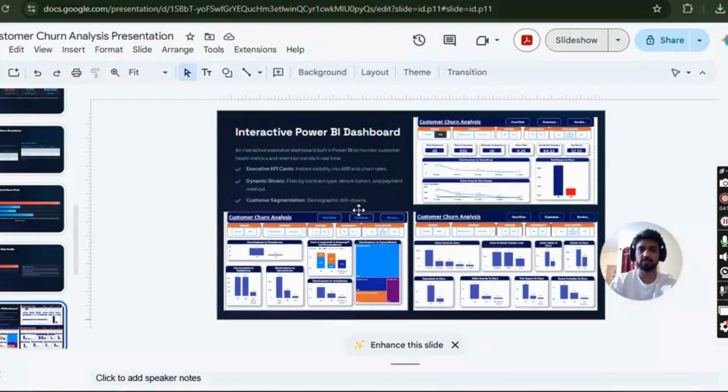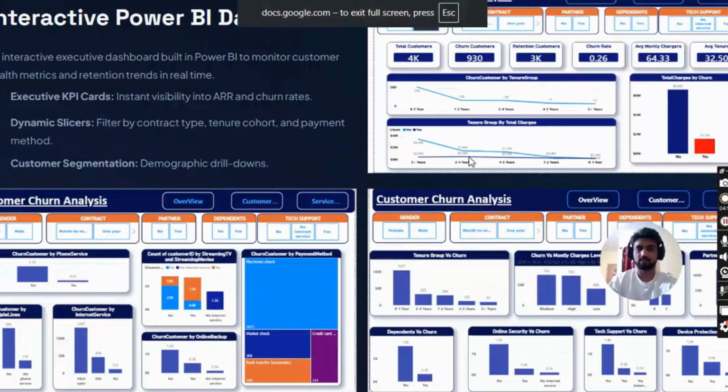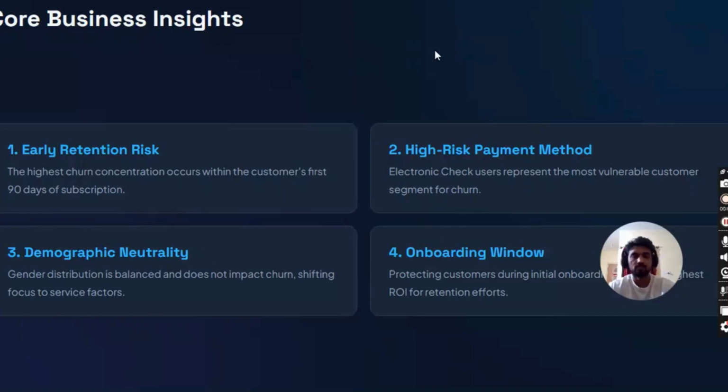Let's move back to the presentation. Based on the Power BI dashboards, this analysis revealed several key insights. Customers are most likely to churn during their first 3 months, and electronic check users have the highest churn rate, while gender has minimal impact on churn. These findings highlight the importance of customer onboarding and service quality in improving retention.